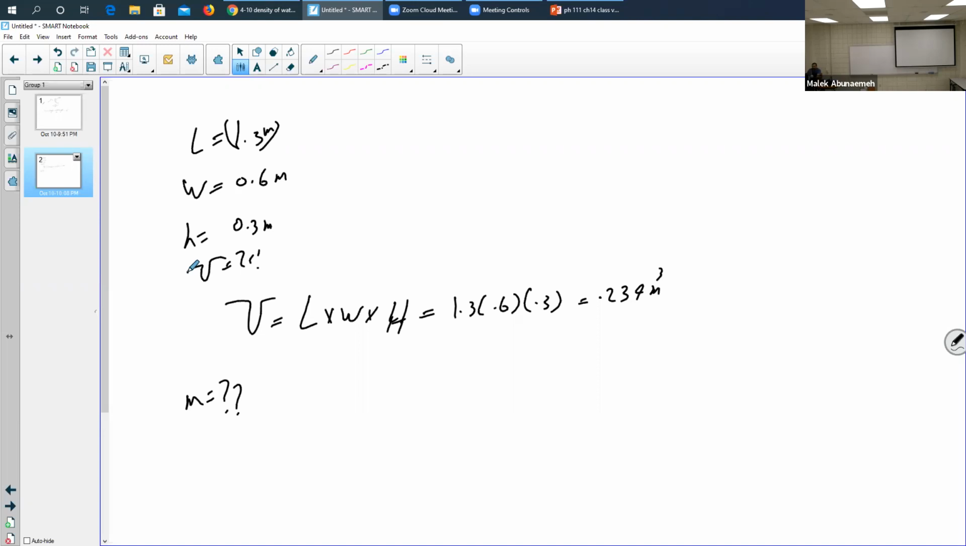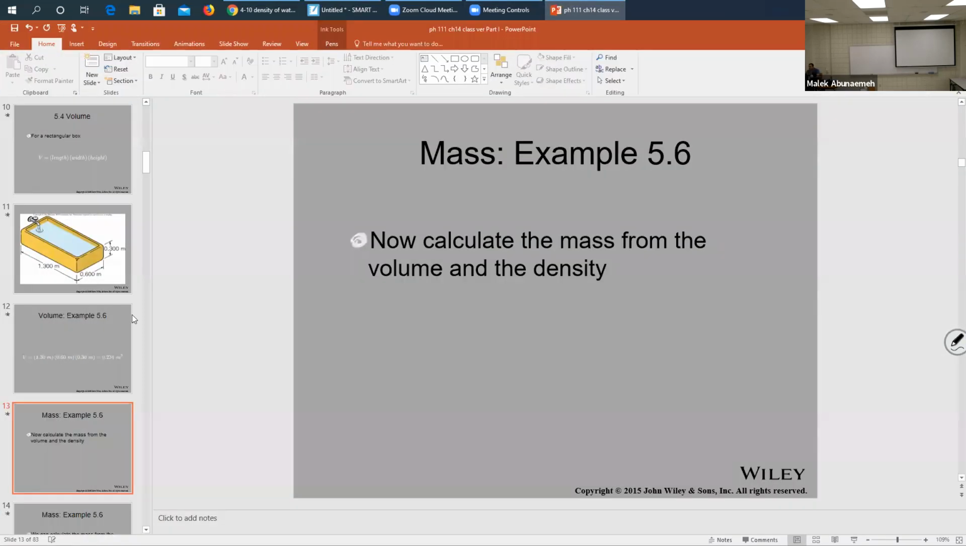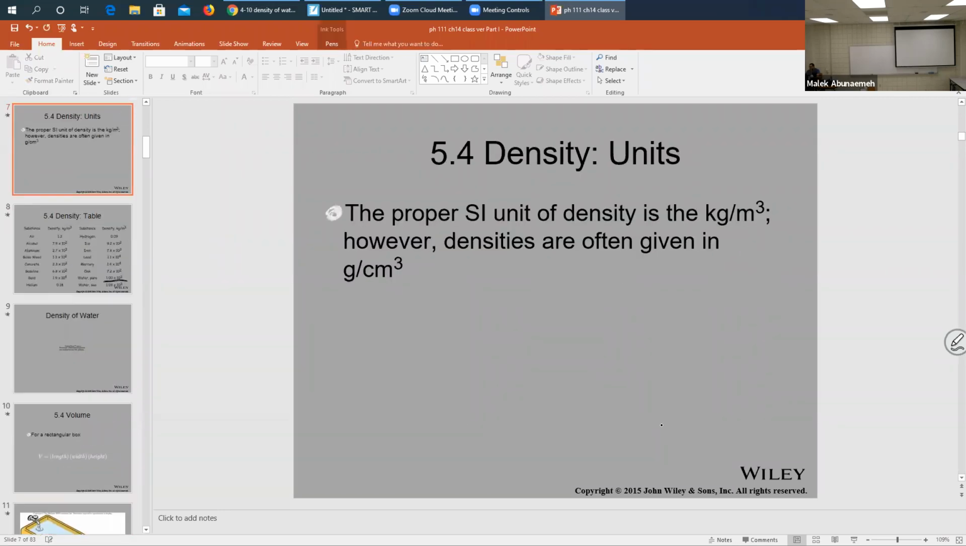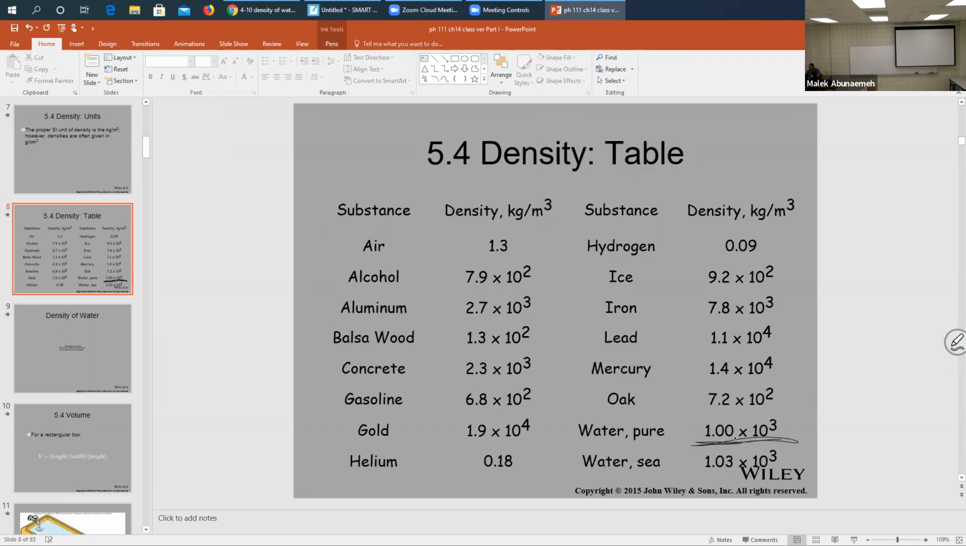Now, we said that the density is equal to your mass divided by your volume. That means that your mass is going to equal your rho multiplied by your volume, which for water, we said, let's look at our little table, was 1 times 10 to the 3 power, 1,000 kilograms per meter cubed.